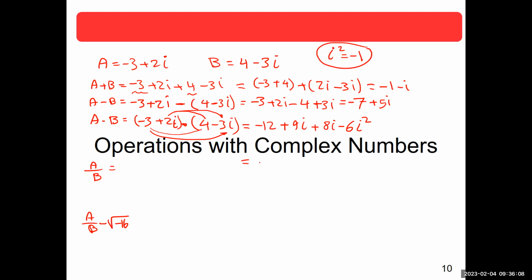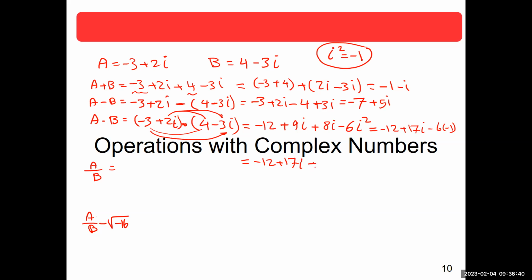We're going to say here negative 12. We have 9 plus 8 because this is i and i. That becomes 17i. Now this one, negative 6 multiplied by negative 1 because we converted i squared to negative 1. Now let's do this again. Negative 12 plus 17i.